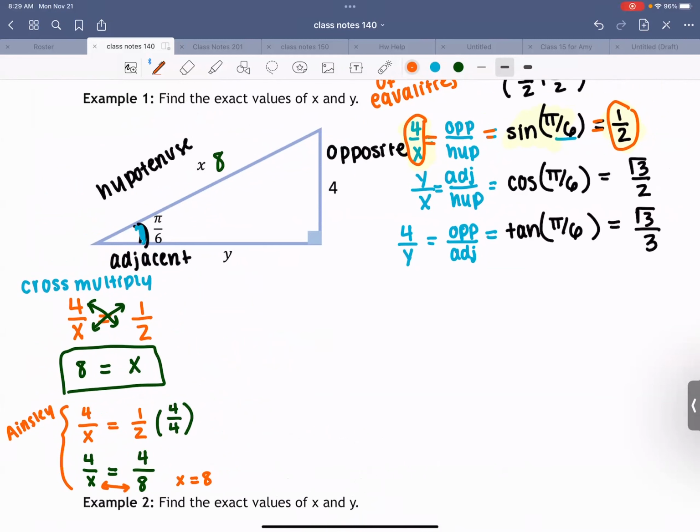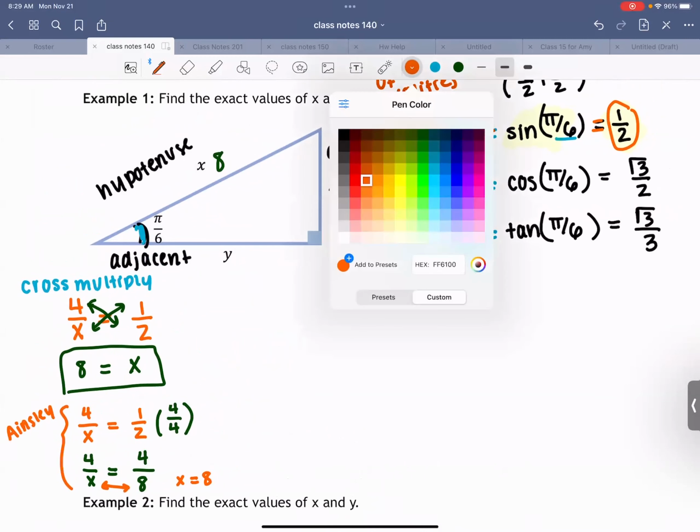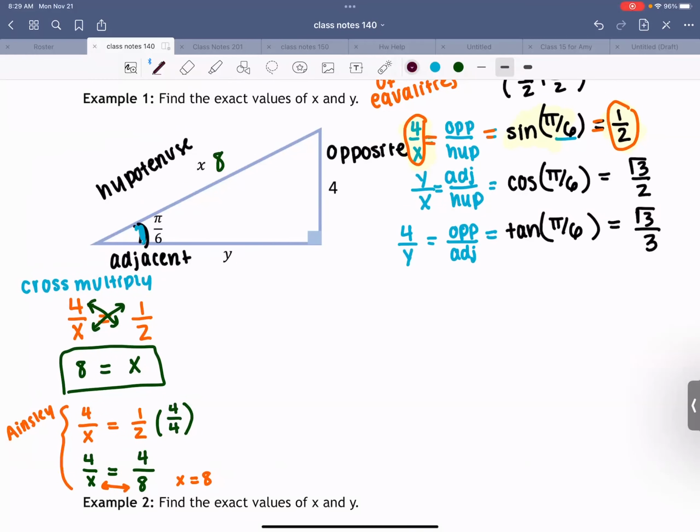I would say the tangent. You need a tangent. I was gonna just say y squared plus 4 squared equals x squared, and solve that down. So it looks like I got two good ways of finding y, right? What Stephen said is use the tangent, right? So use 4 over y equals the tangent, square root of 3 over 3. Okay, so that's what Stephen said.